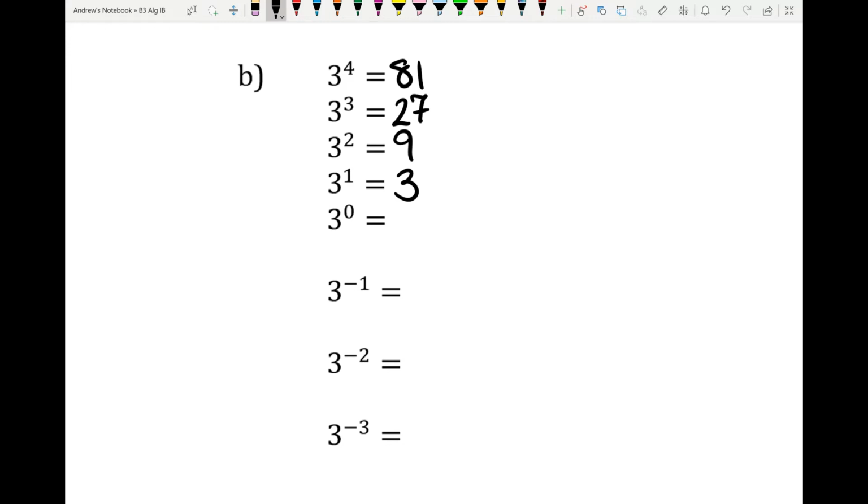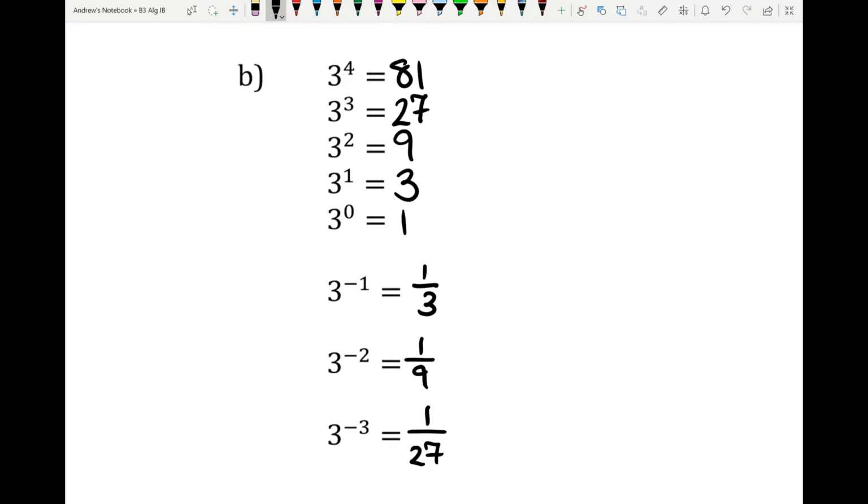So 3 to the 0, right? This is 3 divided by 3, which is 1. So then if I have 1, and I divide it by 3, right, I get 1/3. If I take 1/3 and I divide it into thirds, right, if I divide it by 3 again, I get 1/9. If I take 1/9 and I divide it by 3 again, I get 1/27.